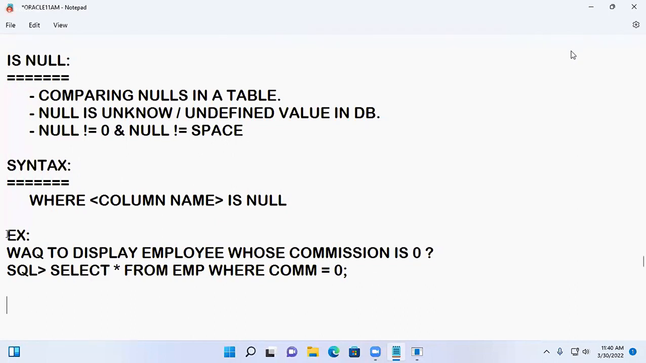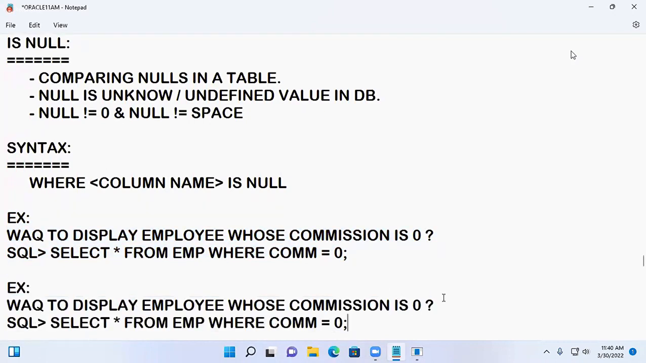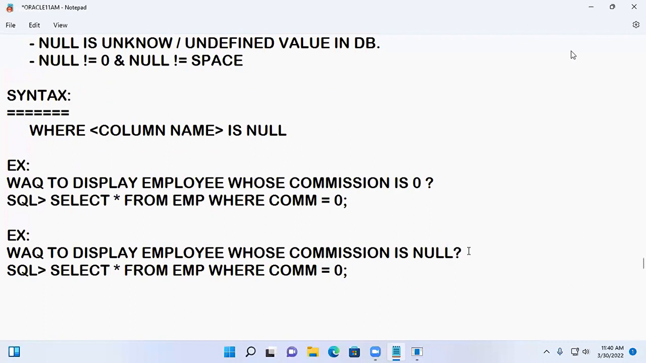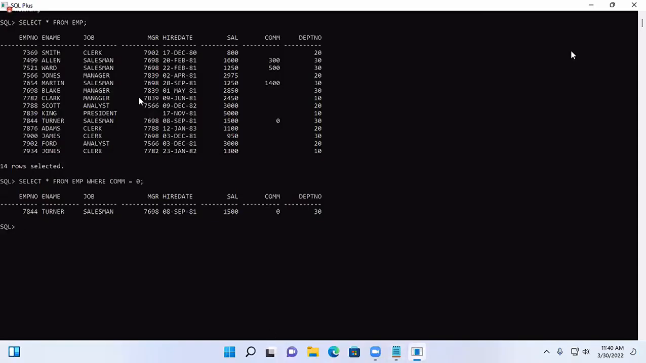Okay, in the same example, if the commission is null, what I wanted here is to display employees whose commission is null. Can you come out and see the null people? So many people are there now, yes or no?